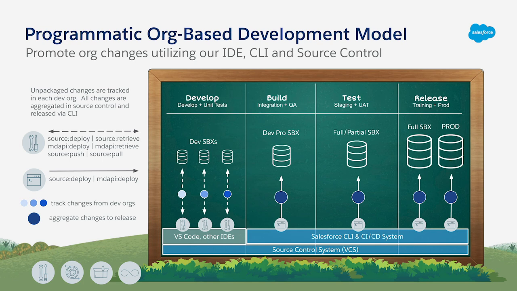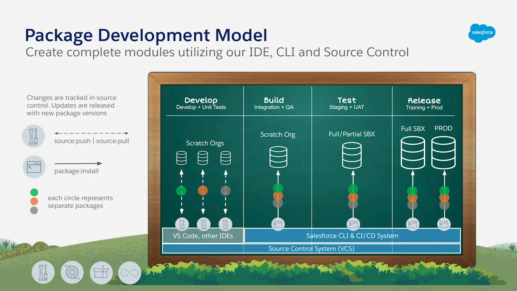This model shows the release management process using a package development model. In this model, version control serves as the source of truth, containing all the metadata and configuration information for packages as well as the versions of those packages that are in development.